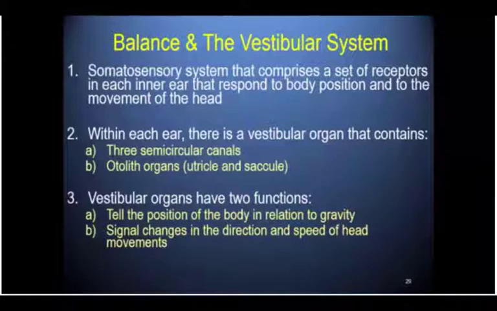This is why roller coasters and those types of things are fun, because it throws those things off and it forces our bodies in directions that it's not used to, which is why it's exciting. The vestibular organs also help us understand the change in direction and speed of our head.